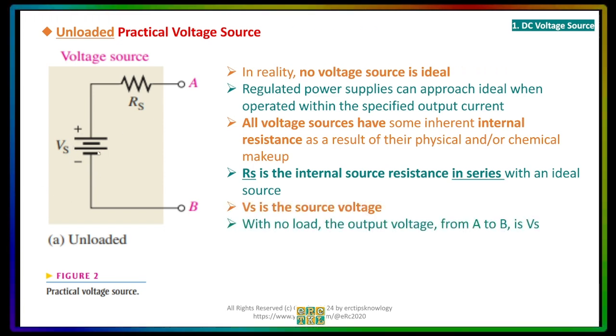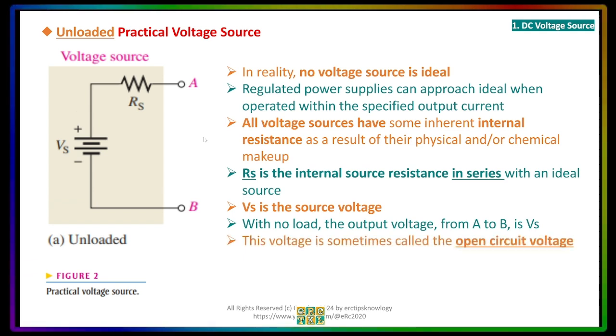Now, when you don't have any load here, the output voltage from A to B will be equal to Vs because there's no load. So the voltage here is equal to Vs. The Rs does not affect it as of now. And this voltage is just called the open circuit voltage.